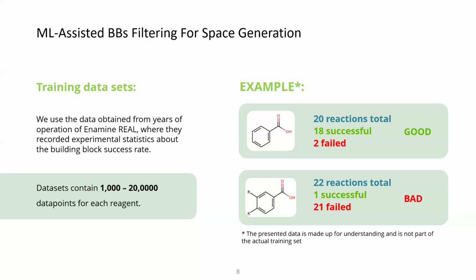And here it is important to understand the meaning of success in this case. It doesn't only cover the presence of the product in the reaction mixture, as it is usually recorded during high throughput experimentation. It also covers purification of the final product and obtaining this product in 90% plus purity via LCMS. So this data set implicitly accounts for the problems that can be faced during purification.